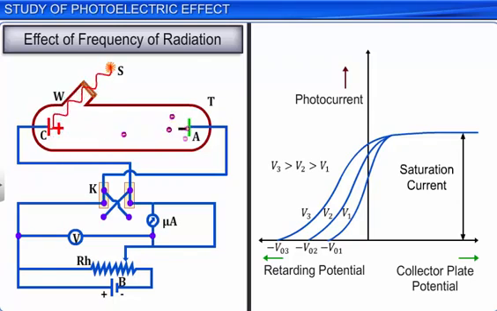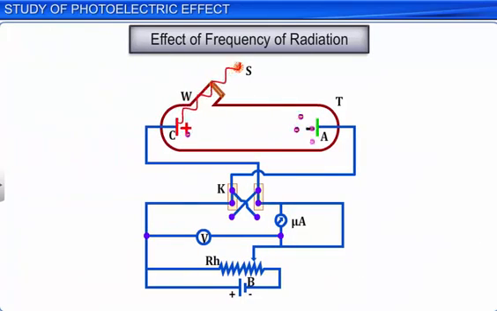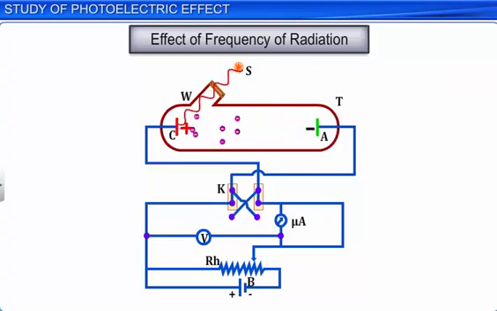This implies that the maximum kinetic energy of the ejected electrons also increases, according to the relation K max = eV0 for maximum kinetic energy of photoelectrons. But the maximum kinetic energy is independent of the intensity of radiation. It is observed that for copper, ultraviolet radiation can produce the photoelectric effect, but radiation of lower frequencies like green or red does not cause photoelectric emission.